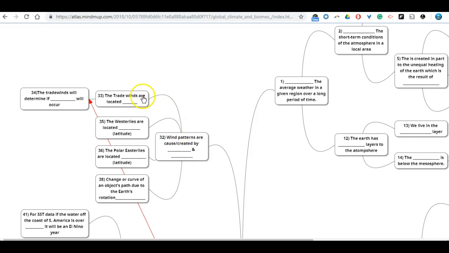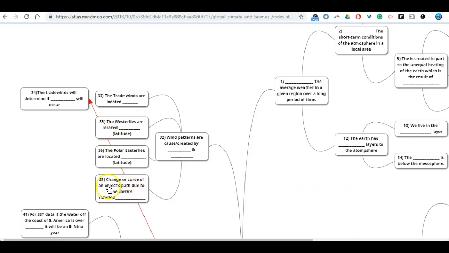Okay, so wind patterns are caused by two things: the unequal heating of the Earth and the Coriolis effect. We have three major wind patterns: polar easterlies, westerlies, and trade winds. For this unit, trade winds are going to be important. These are located between 0 and 30 south and 0 and 30 north. This will be important for one of the questions for the El Niño part.